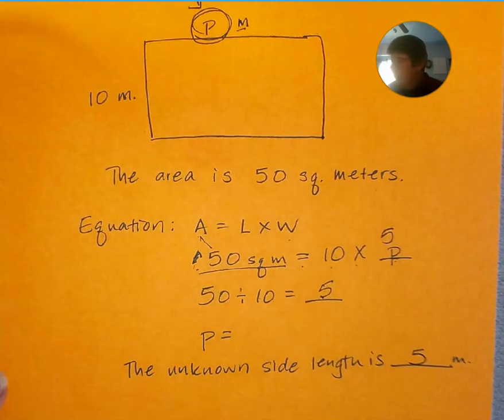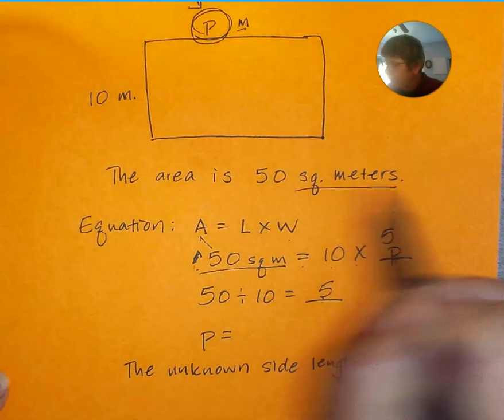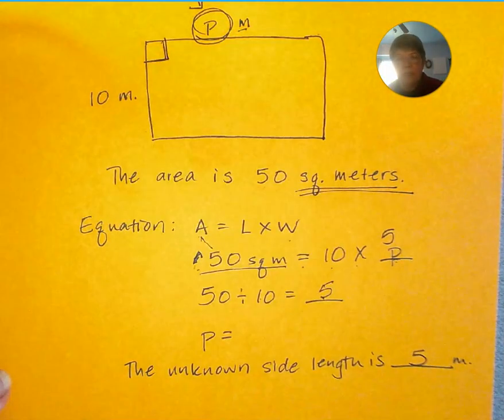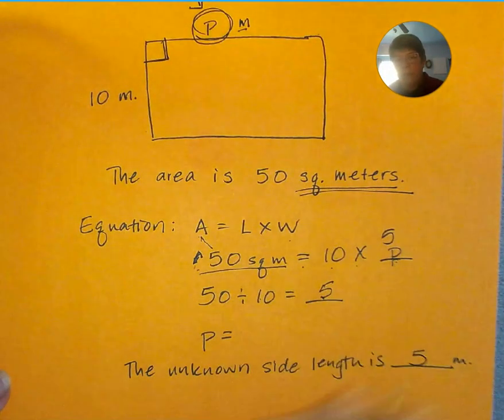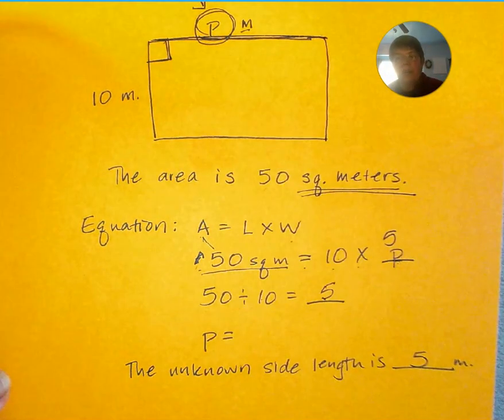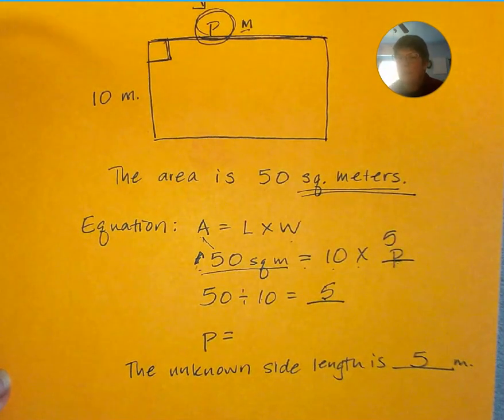Now remember, the area is in square meters because it's an actual square meter. The total area of the floor is in square meters, but the side length would just be meters because it is just the straight measurement of the sides. Okay, got it? Good place to pause me. You will be seeing some problems like this today, so make sure you know how to find unknown side lengths.